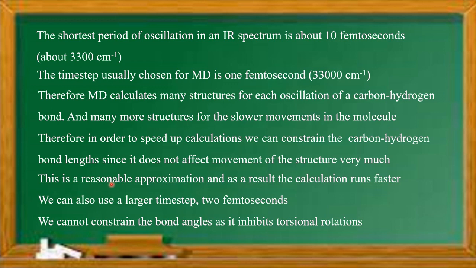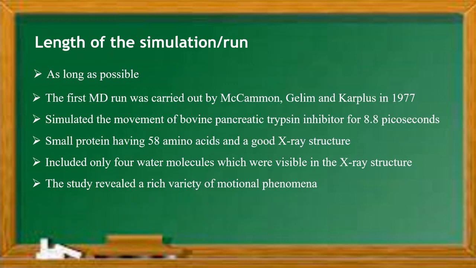And we cannot constrain the angles. If we constrain the angles, it leads to inhibition of torsional strains. Therefore, in order to speed up the calculations, we can constrain the backbone, like the carbon-carbon backbone in the case of proteins, and in the case of big molecules we can constrain different bond lengths. This leads to a reasonable approximation, so the calculation runs faster. If we want, we can use larger time steps. Generally 1 femtosecond or 2 femtosecond time steps are used in molecular dynamics.